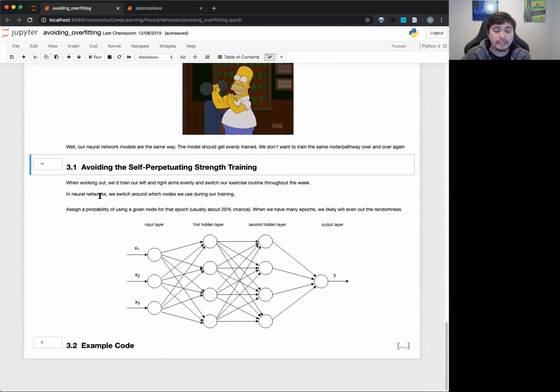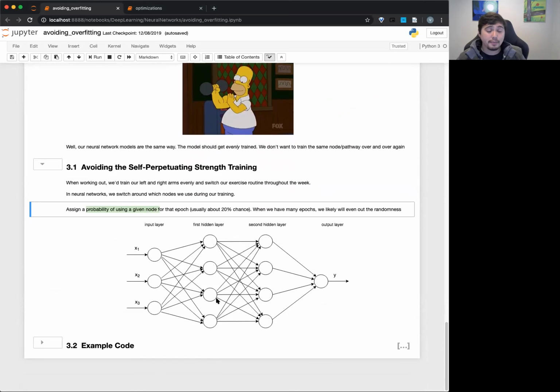What we're going to do is switch it up so that we're not going to use the same neural network or neurons every single time. Essentially, we assign a probability to each given node, each neuron. On every epoch, we say, okay, you have a 20% chance, that's a typical number, that you'll actually be used for this training epoch. So we basically flip a coin, or you can roll a die, or whatever you want to think of it as, and say, are you going to be used for this round or not?